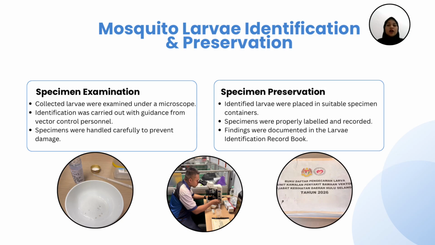Under the guidance of the vector control personnel, I was exposed to the examination of the specimen using a microscope. Proper handling was important to ensure that the specimens were not damaged during the identification process. The identified specimens were then preserved in suitable containers, labeled, and recorded in the larva identification record book.